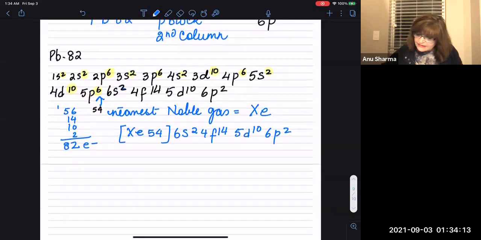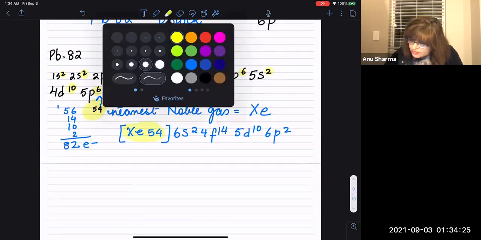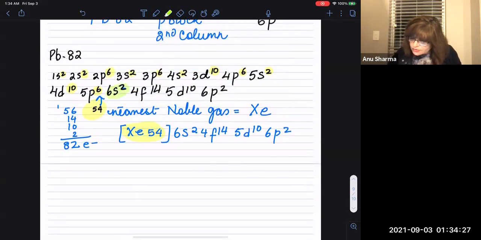Okay, so here's the situation with the lead. We got xenon covered till here. I was just messing up with the counting, I think. So this is 54, and that's xenon accounted for. And then the remaining ones are 6s2, 4f14, 5d10, and 6p2. So the remaining ones you're going to write here. But now pay attention. Which ones are the valence electrons?